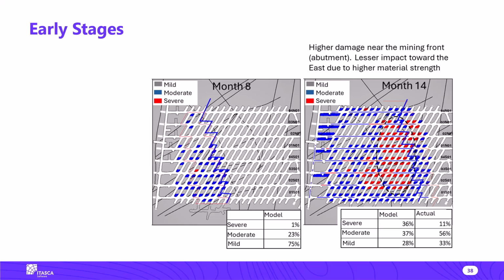The early stages of mining allowed noticing a significant change in the model response before and after the cave breakthrough, which occurred between months 10 and 12. Notice in particular the sudden change in the mild category, which drops from 75% of the drifts to around 30%. It can be noticed that pillar damage is concentrated near the east abutment.